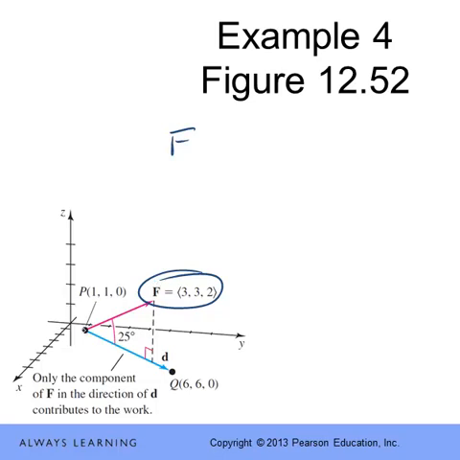Well, here's point P right here, and here's point Q down there. So you have a point P here, a point Q here, and here's your force vector, which is the red vector here. Now, what we're going to do is calculate the d vector, which goes from P to Q, and then take the dot product with the force vector so we can calculate how much work gets done. By the way, that angle between them is 25 degrees, which you can calculate as well.